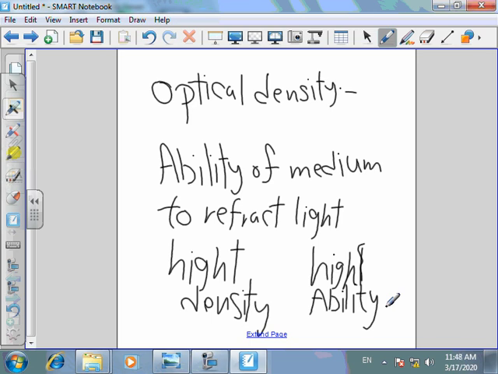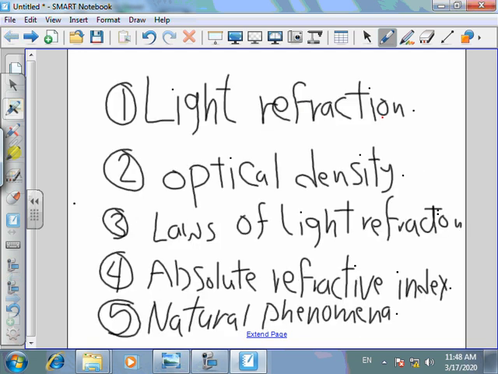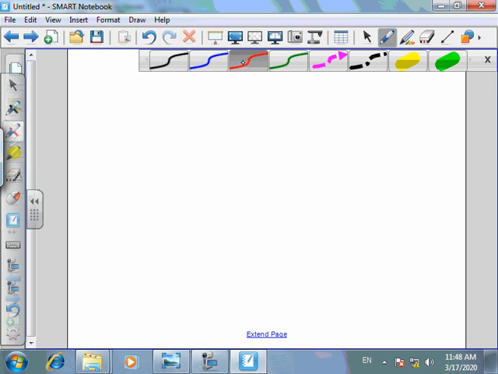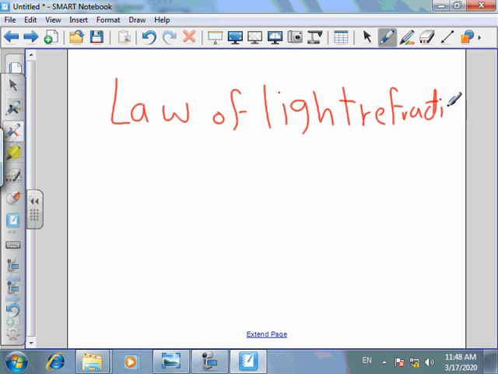Okay guys, let's return back here and see what we can use. Here are the five parts that we need in our session. Light refraction, and we have mentioned the definition; optical density, and we have mentioned it. Now we are going to talk about the law of light refraction. So the next point is the law of light refraction. Let's see what is happening here, guys.